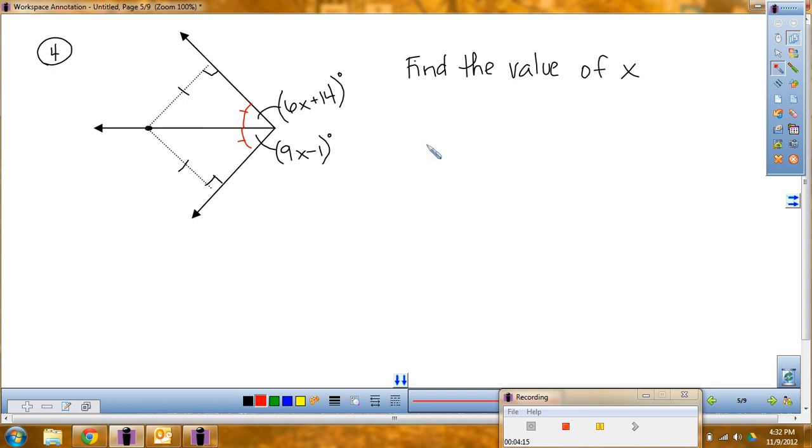So we can then solve 6x plus 14 equals 9x minus 1, and again solve. So we have our 3x equals 15, and finally 5 equals x. And here they were just asking us to find x, so we really didn't need to worry about substituting it back in.